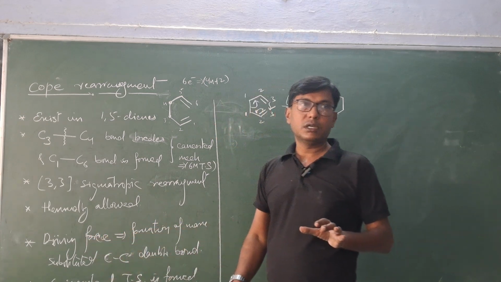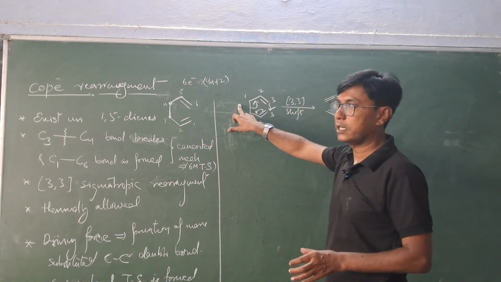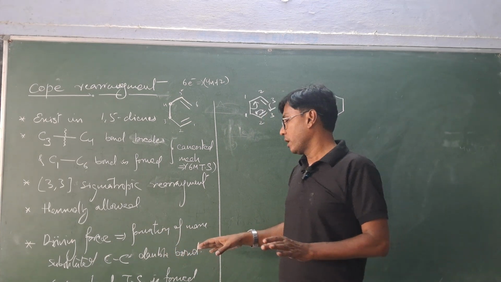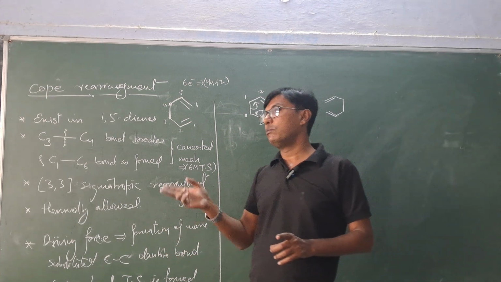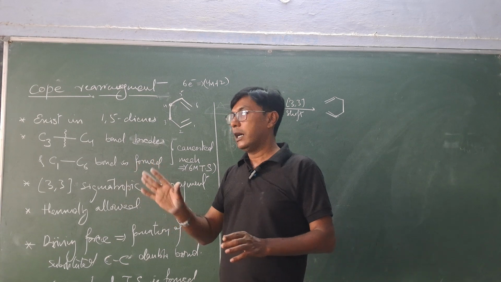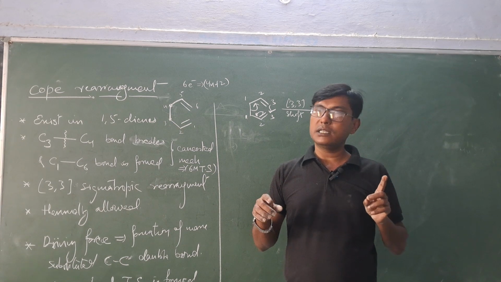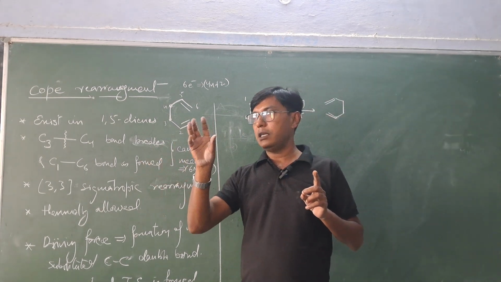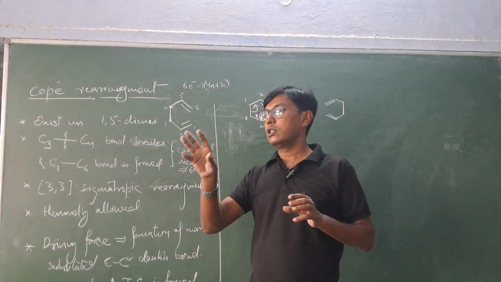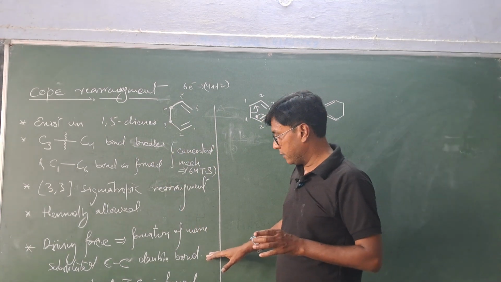The driving force for this reaction to occur, why this bond breaks and this bond is formed, is basically the formation of a more substituted carbon-carbon double bond. And as we know, more substituted alkenes are more stable than less substituted alkenes. In the previous lectures, or in the BSc syllabus, we have a part on the stability of alkenes. That stability of alkenes is on the basis of the number of hydrogens and conjugated structures. That is another part. We'll discuss it some other time.